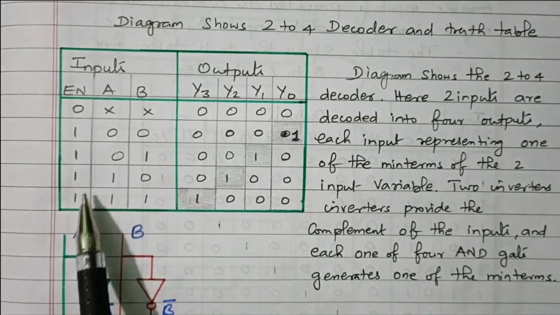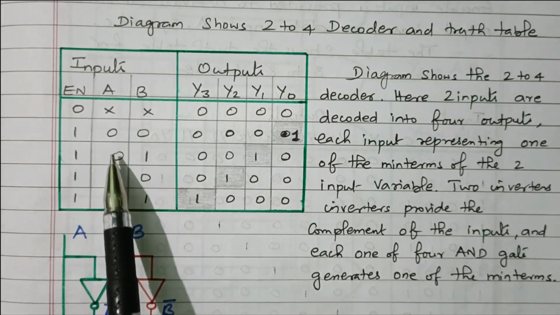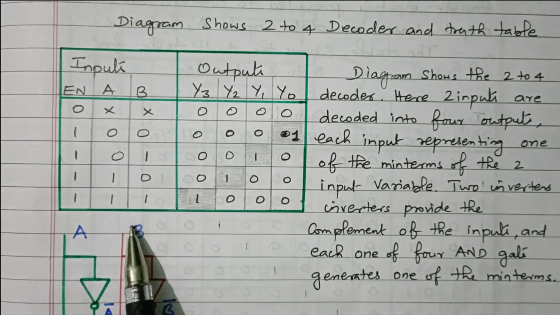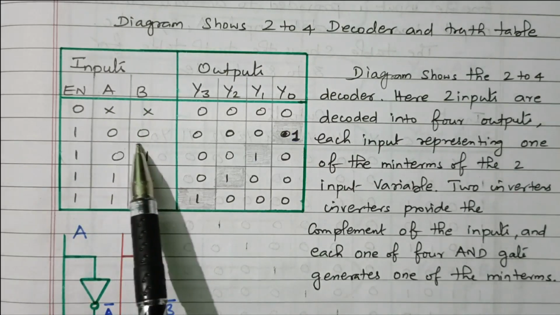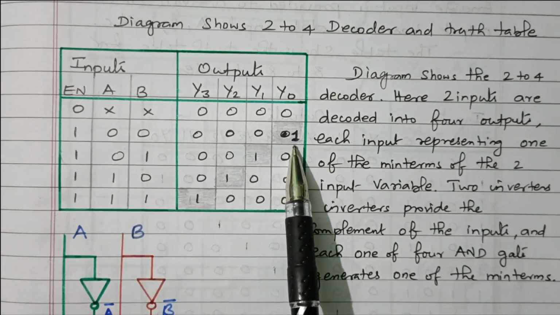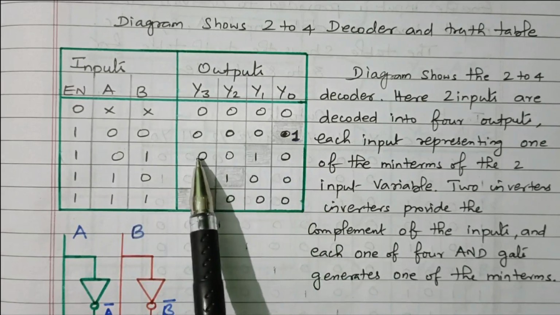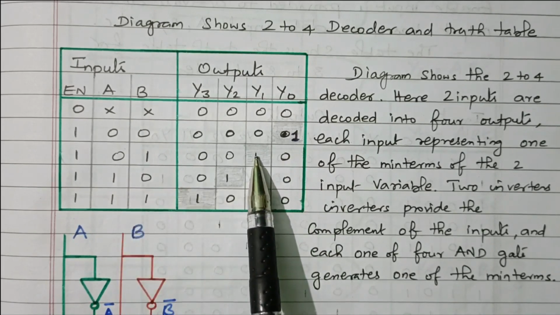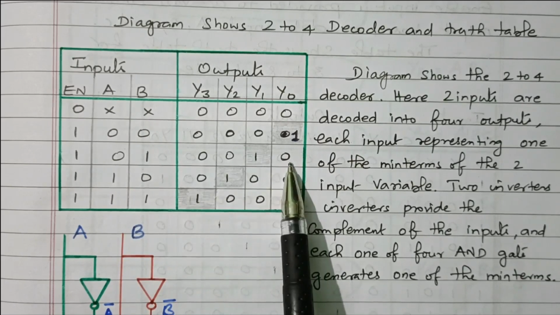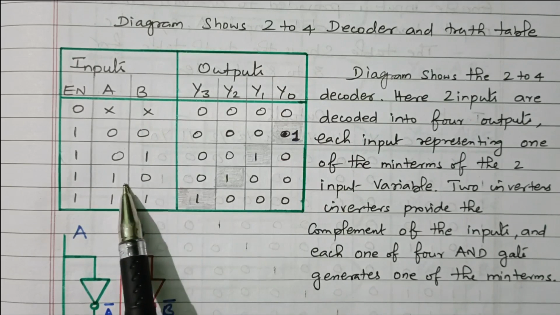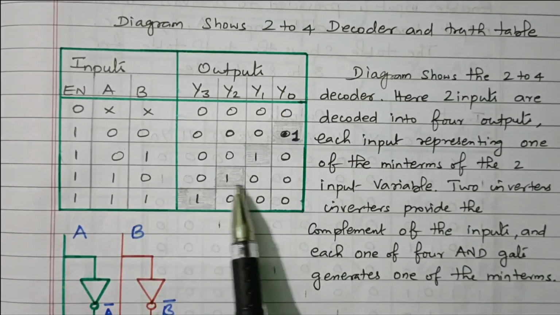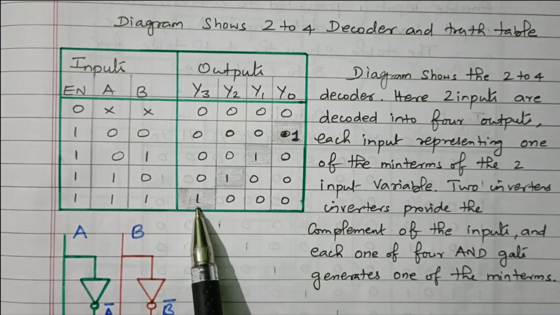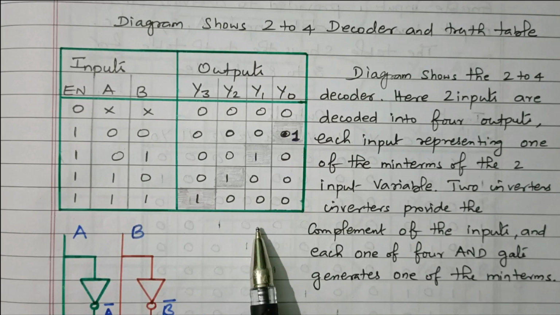If the enable input is 1, A and B, 2 digits are there, so there are 4 possibilities: 0 0, 0 1, 1 0, 1 1, right? Suppose A and B is 0 0, we will get Y0 as 1, remaining outputs are 0. If A and B is 0 1, Y1 will be 1, remaining are 0. If A and B is 1 0, Y2 will be 1, the remaining are 0. If A and B both are 1, then we will get Y3 as 1, remaining are zeros.